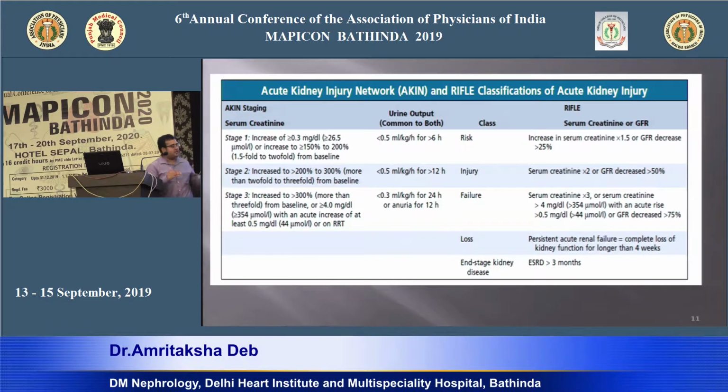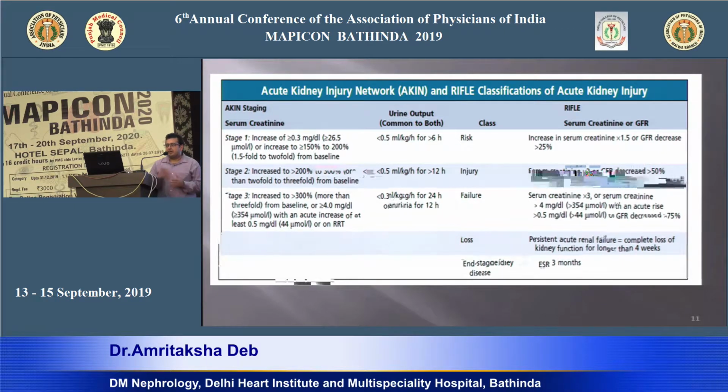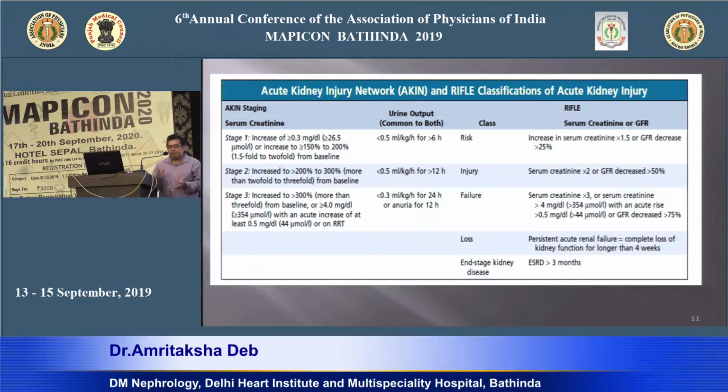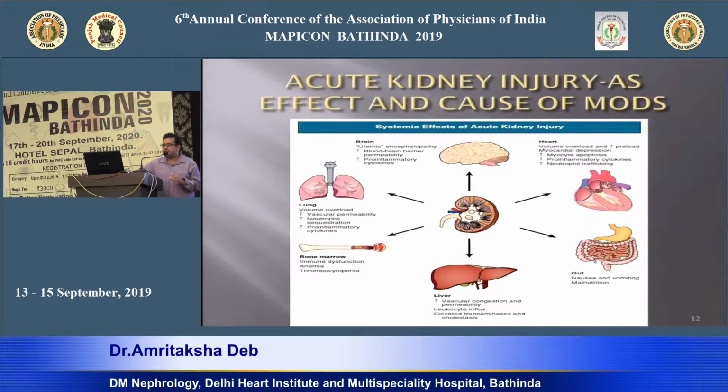This is the AKIN staging that is being used recently and has been approved by the guidelines of KDIGO as well. Prior to this, we had multiple definitions of acute kidney injury, and this makes comparing older studies very difficult because we are not able to compare apples with apples. The RIFLE criteria was used previously. This is almost the same till the first 3 stages, but it adds loss, in which someone requires dialysis for more than 4 weeks, and finally end stage, that is more than 3 months.